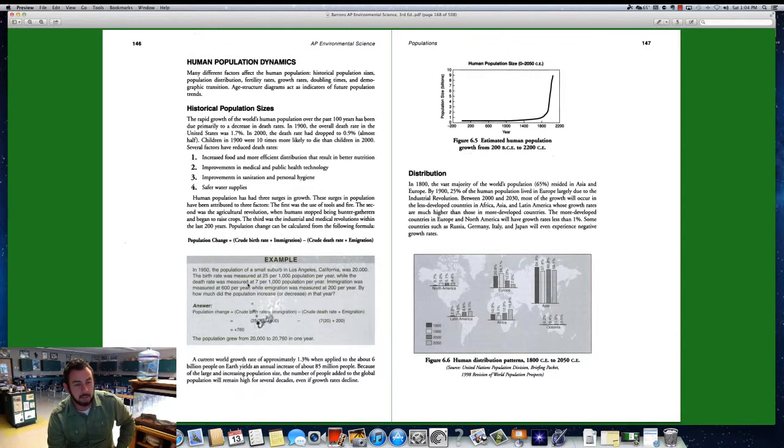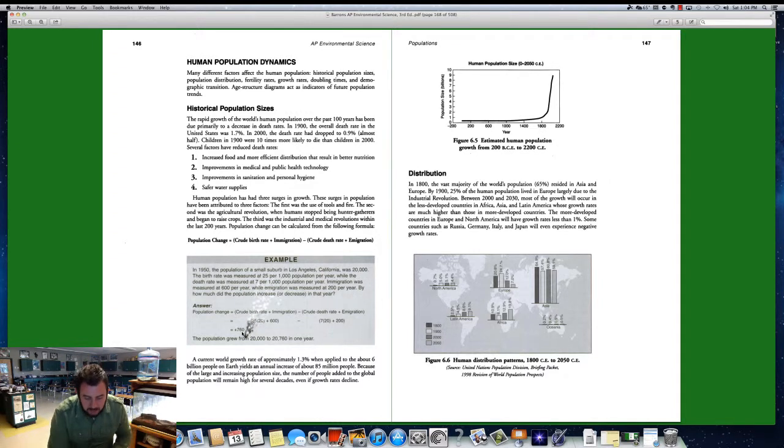So you have to multiply 20 by the 25, add in your 600 that immigrated into your country, subtract the crude death rate, which is the 7 per 1,000. Again, we have 20,000, so we multiply that, and then subtract our people that left or emigrated out. We do that equation, we get a positive. We have a growth of 760 people.